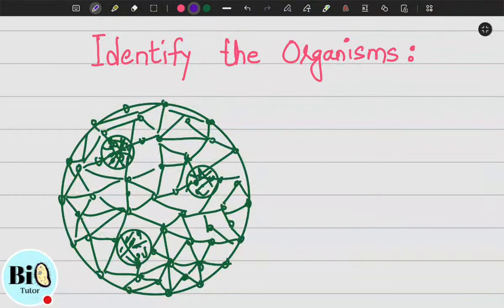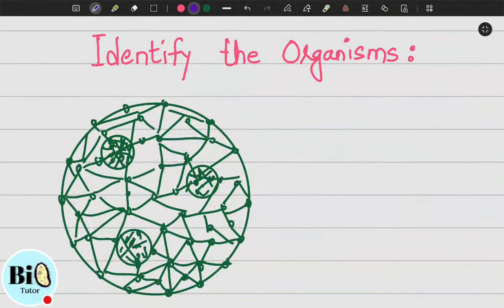MCQs or questions, because in the NEET exam we know that sometimes diagram based MCQs are also asked. So you need to remember the organisms based on their diagram, and also most of the times labeling based questions are also asked. Alright, so let us start.